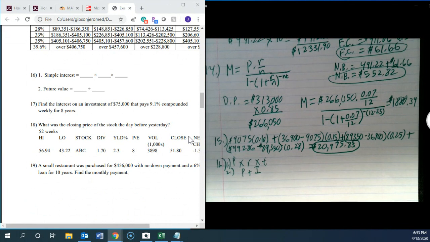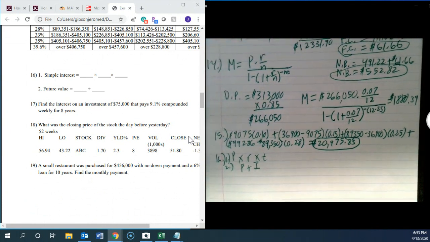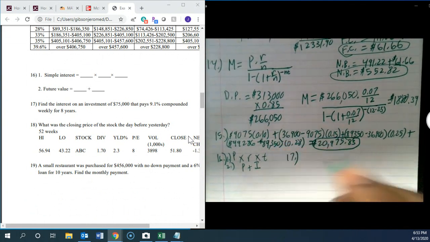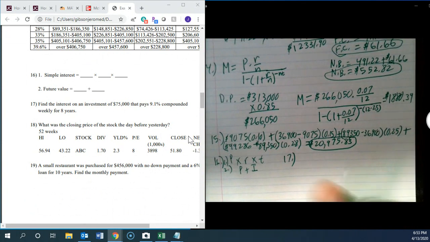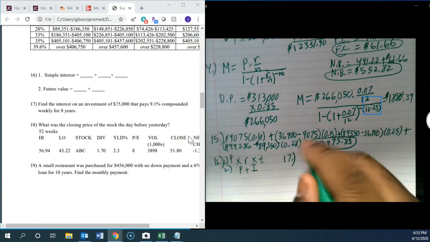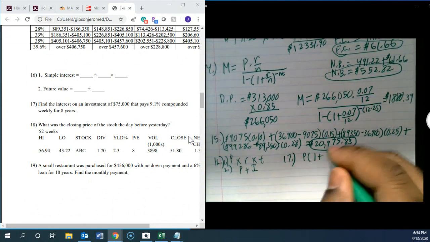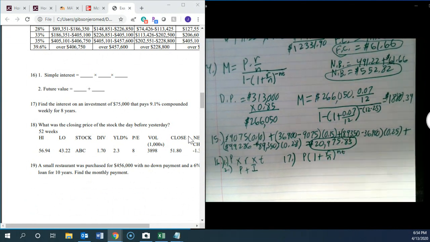Now problem 17, they ask us to find the interest on an investment of $75,000 that pays 9.1% compounded weekly for 8 years. Now, because this is a compound interest problem, we do not use simple interest. We have to use the compound interest formula. But since they want us to just find the interest, we would take the future value, which is P times 1 plus R over N to the NT power, but we would have to subtract the principal off, because remember, we just want the interest.